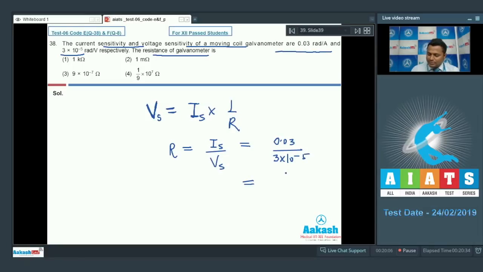Minus 5 goes at the top, becomes plus 5, and gives 10 to the power 3 divided by 3. That is 10 to the power 3, that is 1000 ohm. In short, 1 kilo ohm we can write. Option number 1 is absolutely matching with our answer. So here was question number 38. Now let us proceed to the next question, that is question number 39.